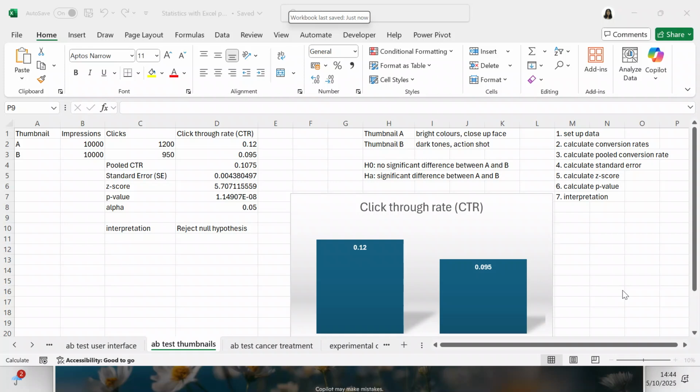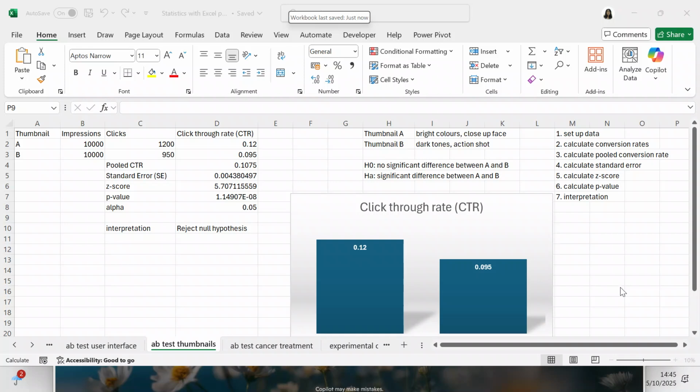So the first thing we have is thumbnail A, which is bright colors and a close-up face. And then on thumbnail B, we have dark tones, and it's an action shot. So your null hypothesis is there's no significant difference between A and B. And your alternate hypothesis, which can be depicted as either HA or H1, is a significant difference between A and B.